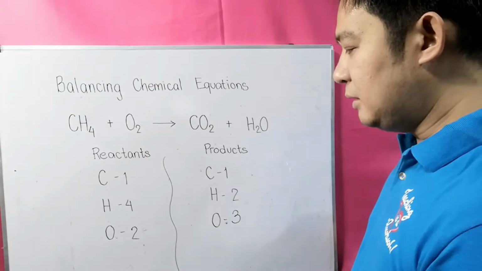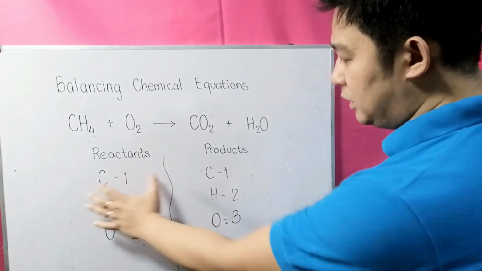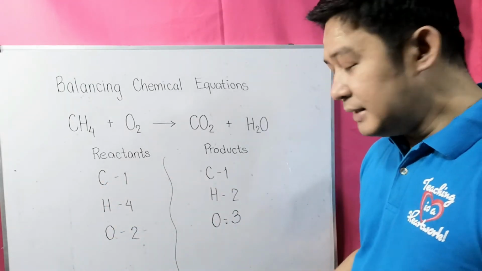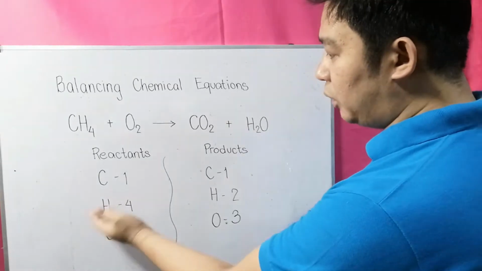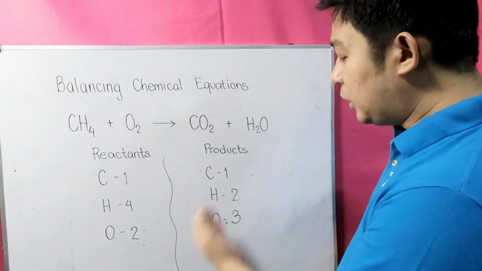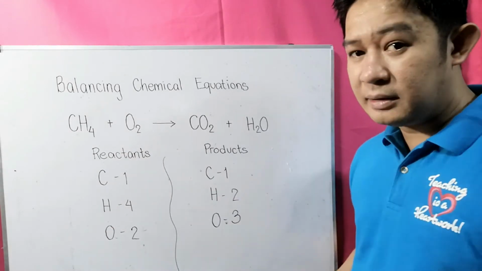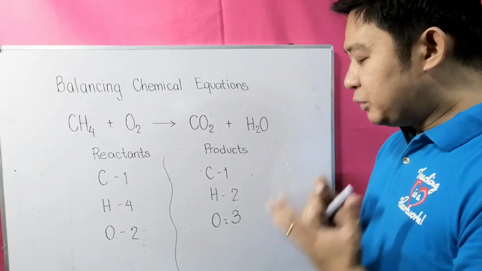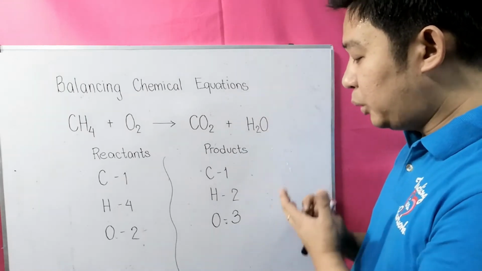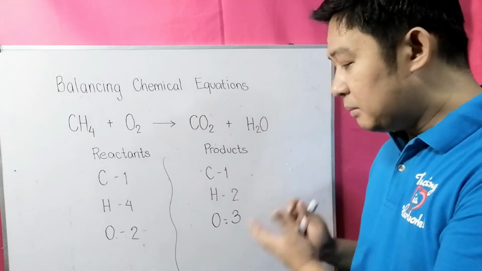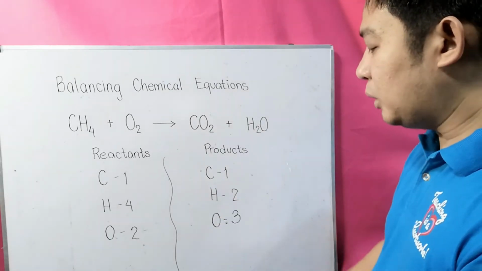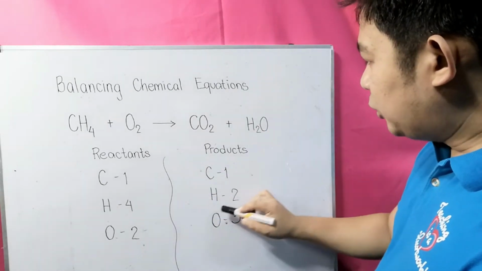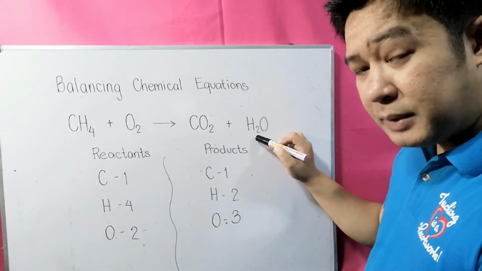So as you can see, both carbon are the same, that means they are balanced. But when it comes to hydrogen, we have 4 on the reactant side, but we only have 2 on the product side. So let us focus on the side wherein there is less amount of the element. So here in the product side, we only have 2. We have 2 because of the subscript 2 here of the hydrogen.